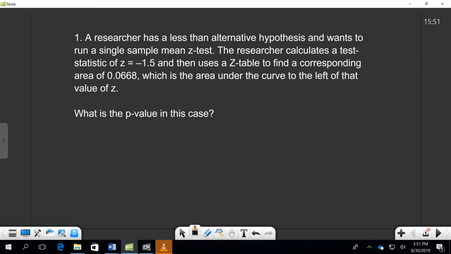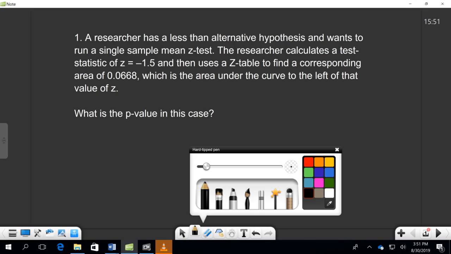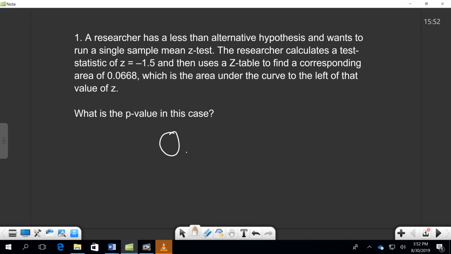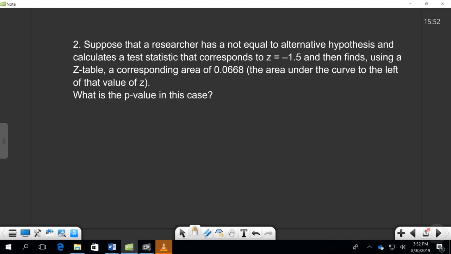So for my first answer here, my p-value is going to be 0.0668 because it's the same thing. Notice that it says a less than alternative hypothesis and it's a single sample mean. That's how I can tell that it's going to be 0.0668. Now let's look at question 2.